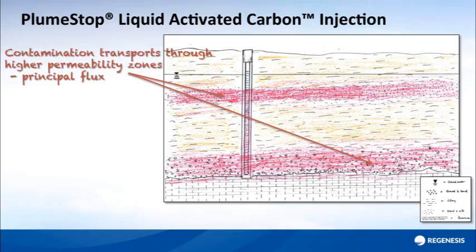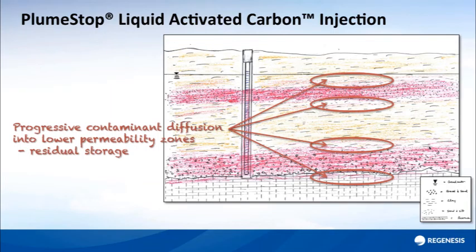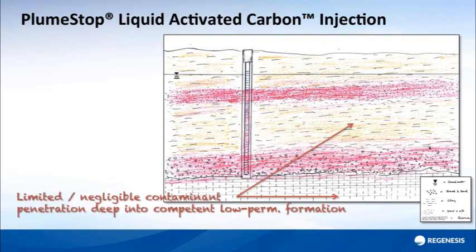There will be progressive contaminant diffusion into the lower permeability zones as the flux passes through the higher perm zones. This is what dogs the tail end of many remediations as this material back diffuses out into the water that may have been cleaned in the flux channels, and this leads to a lot of the tailing of remediation performance and a lot of the rebound of remediation performance. These are zones of residual storage of contamination outside of the flux channels. There is relatively little contamination that actually gets deep into the competent clays or bedrocks or the low permeability formations.